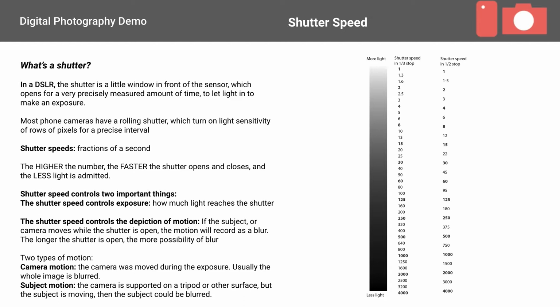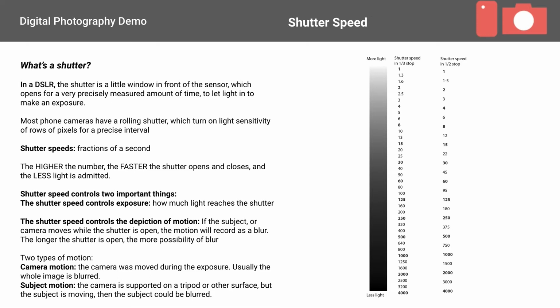The higher the number, they're fractions of a second. So the higher the number, the less time the shutter stays open, the faster the shutter opens and closes. So it lets less light in. It also affects motion, which we'll talk about in a minute. And you can see the lower the number, the more light it's getting in. The higher the number, the less light it's letting in.